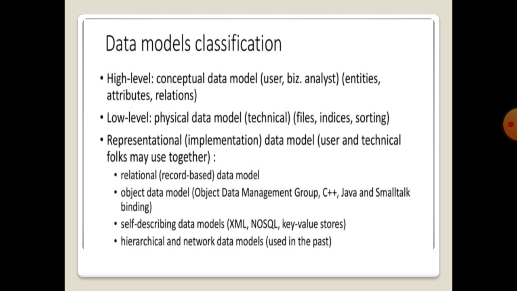Models classification. High level conceptual data model, user with analyzed entities, attributes, relations. Low level physical data model, technical files, indices, sorting. Representational implementation data model, user and technical folks may use together. Relational, record-based data model. Object data model, object data management group, C++, Java, and Smalltalk binding. Self-describing data models, XML, NoSQL, key-value stores. And hierarchical and network data models used in the past.